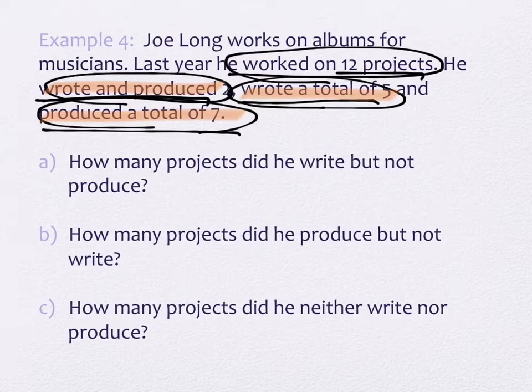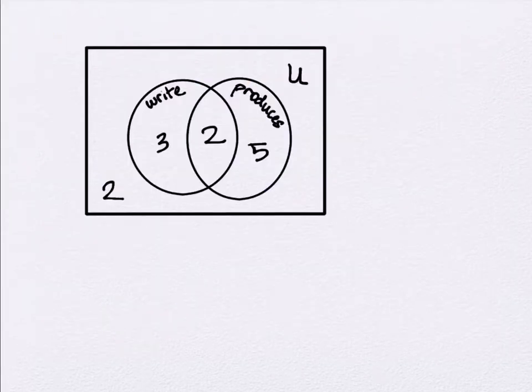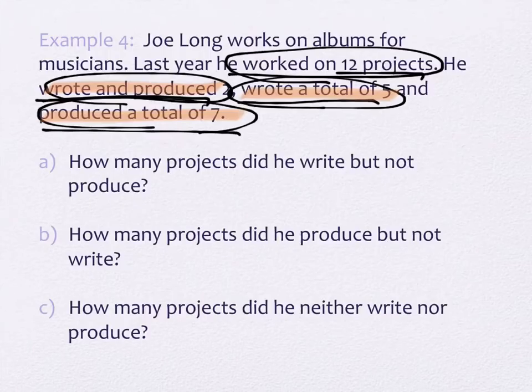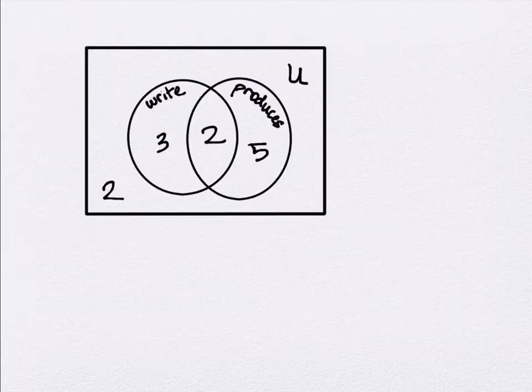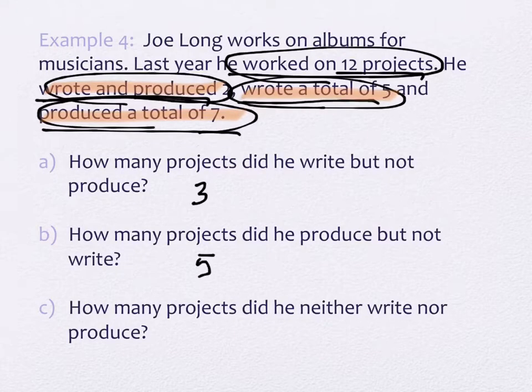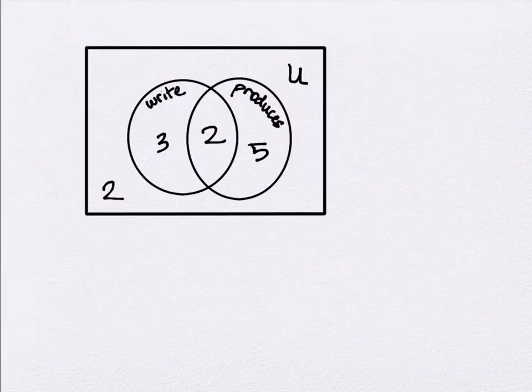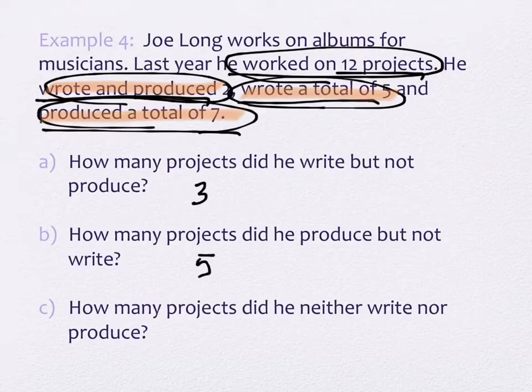Part A says, how many projects did he write but not produce? That's my 3. You got it. Do you see how easy it was to just look at my picture and answer it, instead of just looking at all that information above to make that decision? The next one says, how many projects did he produce but not write? 5. That's 5. And the last piece says, how many did he neither write nor produce? And that's the 2 that's on the outside.